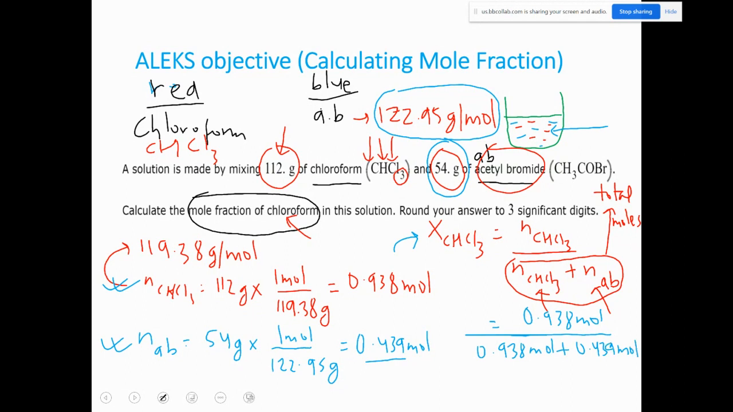You add these two up and then 0.938 divided by that number, I'm going to end up with 0.681. And remember, like I told you, the mole and mole get cancelled, right? This mole is in the numerator, and whenever you add these two moles, you're going to get that unit in moles as well. So in the end, all those moles are going to get cancelled, and that's why I'm telling you mole fraction is unitless.